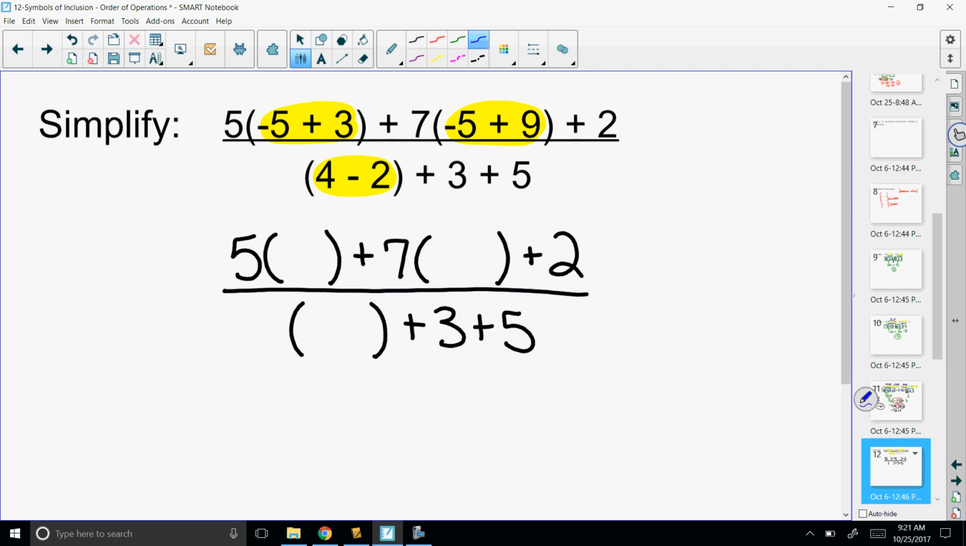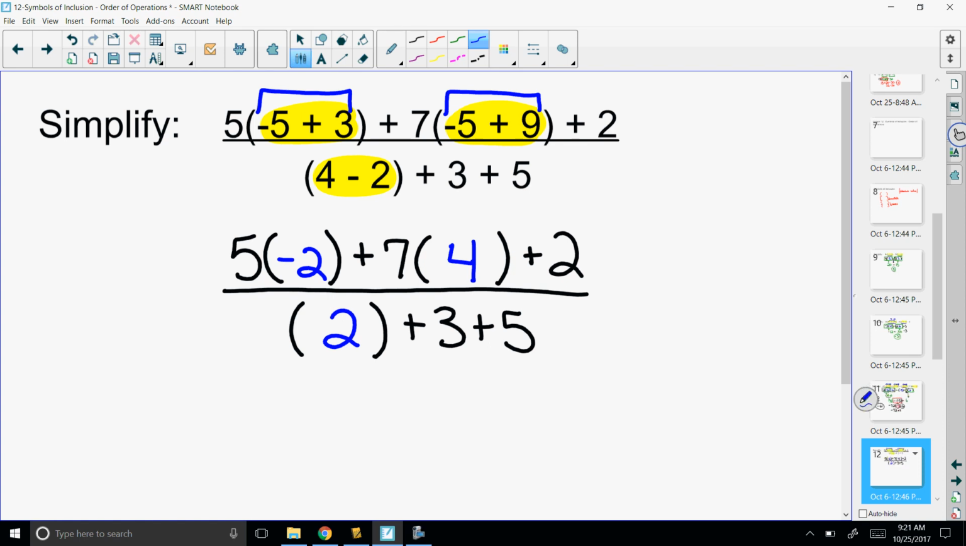So now I need to figure out what is in the parentheses. What's negative 5 plus 3? Negative 2. I go to the next one, what's negative 5 and positive 9? It's a positive 9 and a negative 5. Positive 4. And what's 4 minus 2? 2.